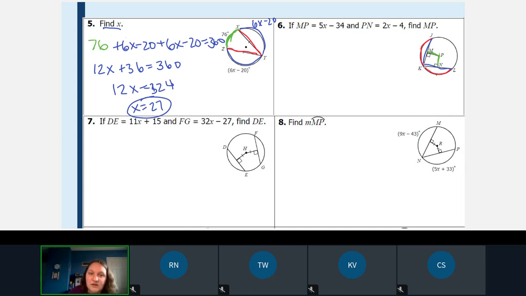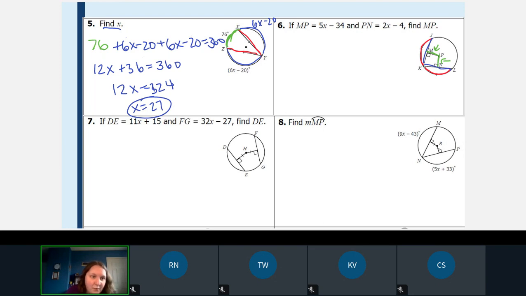How does that help me here? Well, it says that MP is 5x minus 32. Oh, that was right here. And PN, that's this guy, is 2x minus 4. How do we know the chords are congruent? So we know the chords are congruent because the arcs inside of them are.